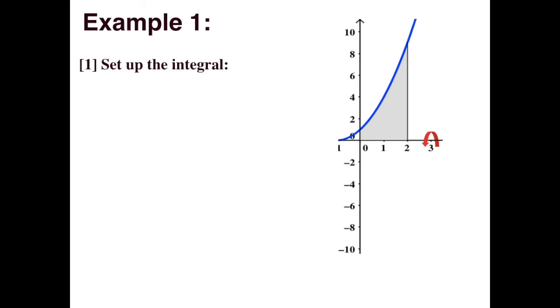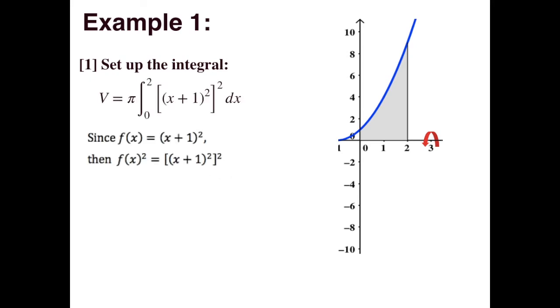So we want to set up the integral. And to do that, we recall our formula. V equals pi times the definite integral from a to b. Since we're going around the x-axis, the a and b values come from the x-axis, so from 0 to 2. Our function has to be squared, and since our function is (x plus 1) squared, we get (x plus 1) squared squared, and dx, because we're going around the x-axis, and our Riemann rectangles would have to be drawn perpendicular to the x-axis.